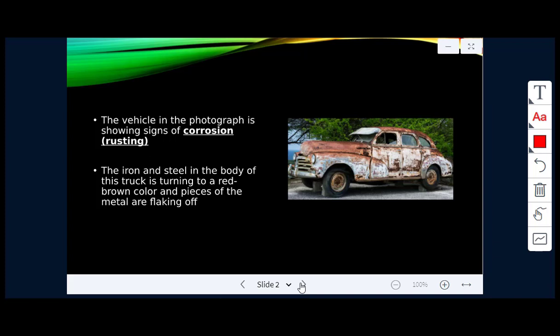So here, just to start, we're looking at a vehicle. It's showing signs of corrosion or rusting, with all the brownish, reddish color. We can also see that pieces of the metal are flaking off. So it's showing a lot of corrosion and rusting.